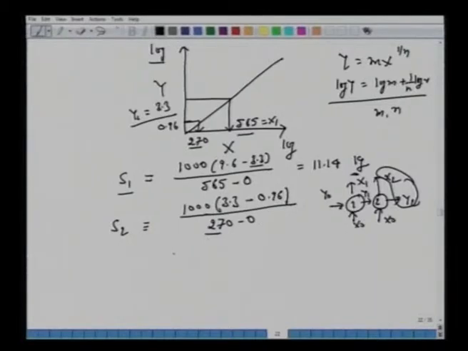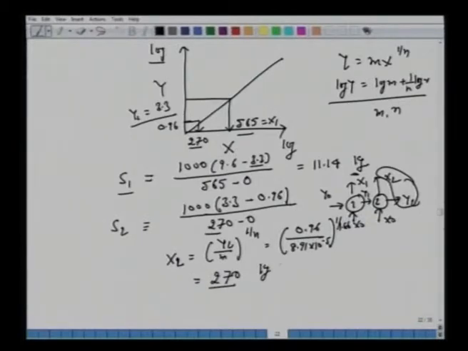Or alternatively, you can use x2 equal to y2 over m raised to the power 1 over n. y2 is 0.96, and the slope of the curve we have obtained is 8.91 times 10 to the power minus 5, raised to the power 1 over 1.66. This number will also be equal to 270 kg of color per kg of adsorbent.